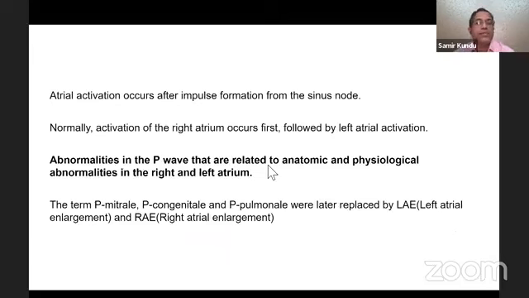Atrial activation occurs after impulse formation from the sinus node. Normally, activation of the right atrium occurs first, followed by left atrial activation. There are abnormalities of the P wave that are related to anatomic and physiological abnormalities in the right and left atrium. The terms P mitrale, P congenitale, and P pulmonale were later replaced by left atrial enlargement and right atrial enlargement.